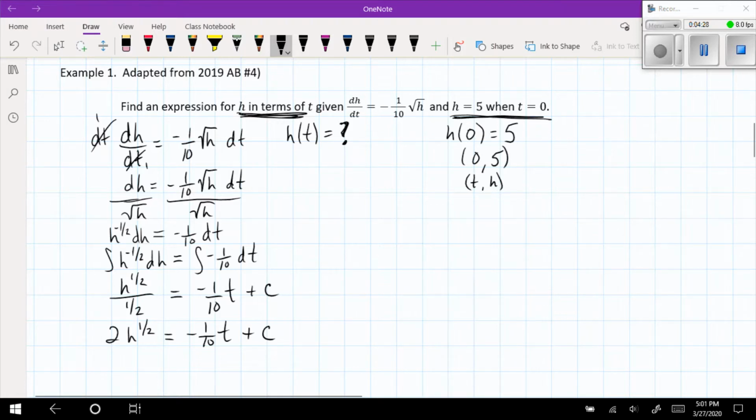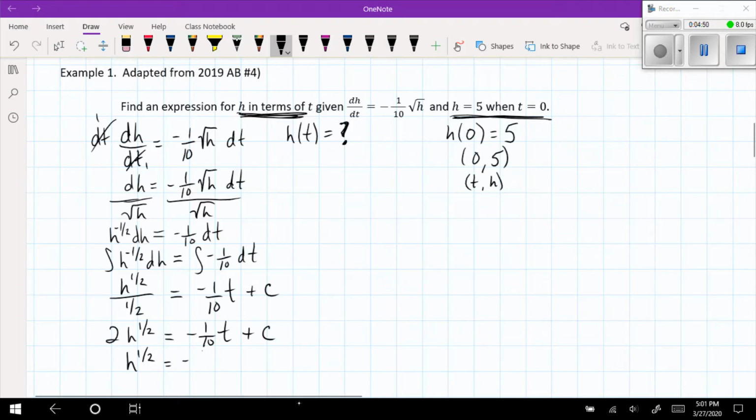However, I think I will divide both sides of this equation by 2. Since I already have a fraction, you see this fraction, negative 1/10, I certainly wouldn't create a fraction at this point, but since I already have one, I'm not going to be making anything too much more complicated by dividing by 2. So h to the 1/2 is equal to, I'm going to take negative 1/10 and divide it by 2.